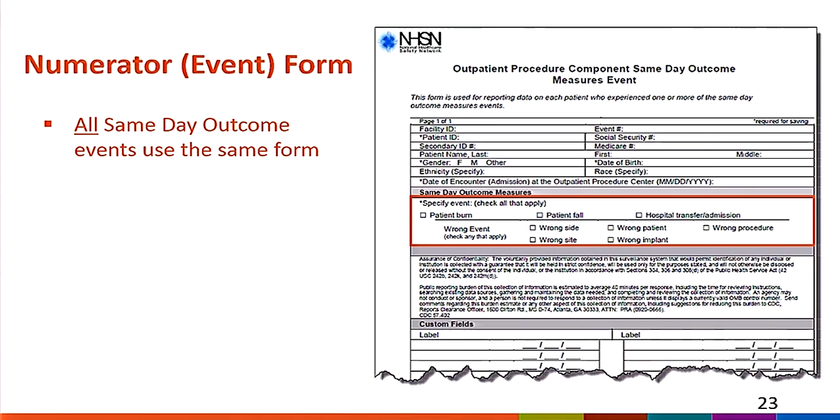For example, if a patient has two wrong events, a wrong implant on the wrong side, only one wrong event should be recorded. And I think it's needless to say, but I'll say it anyway, if a patient does not experience any of the same-day outcome events, no form should be completed.